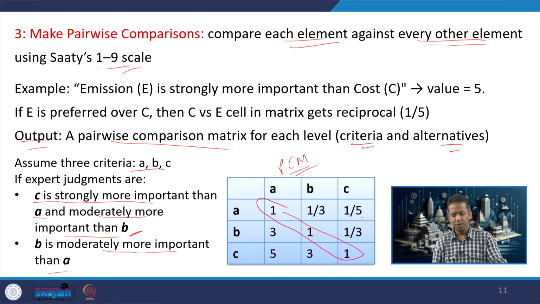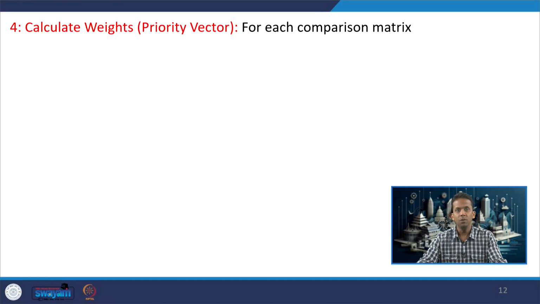So you fill the reciprocal of this. And now this 3 to 1, how did this number come? You just check the row above. It is reducing by 2 numbers, shifting 2 numbers down in the scale. So from 5, it will shift 2 numbers down, so it will be 3, and then this will be the reciprocal of that, 1 by 3. That is how you fill the matrix. So that was step number 3. Now step 4. Once you calculate the pairwise comparison matrix, you find the weights or priority vectors for each comparison matrix. How do we do that?